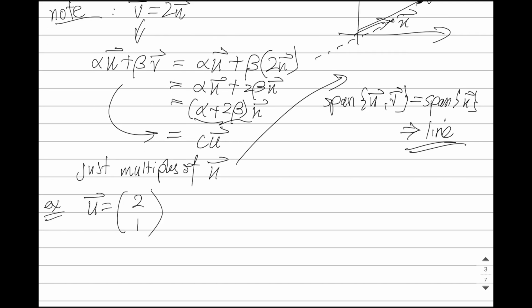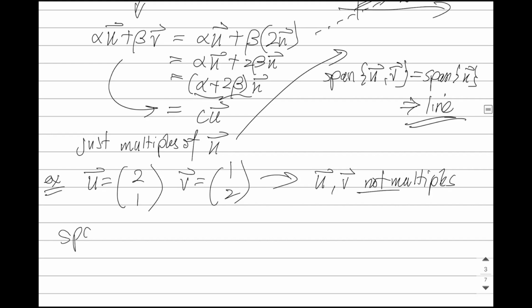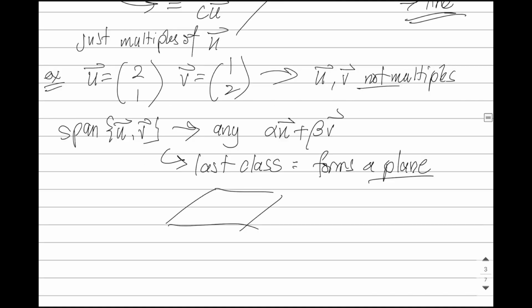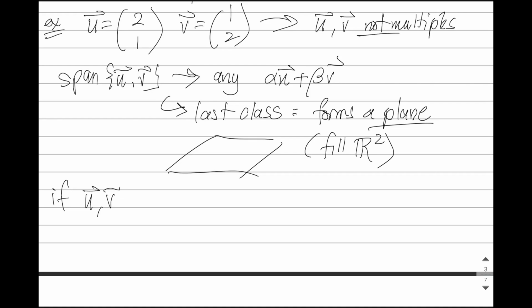So if I do make my vectors different enough, and I'm being really vague about what different enough is, these vectors u and v are not multiples. The span of these two vectors is any vector that looks like this, alpha u plus beta v. This forms a plane, a sheet of paper. If your vectors are in R2 like they are today, then they basically fill up R2. But if my vectors are in R3 or Rn, the span of these two vectors, u and v, is a plane in R3.